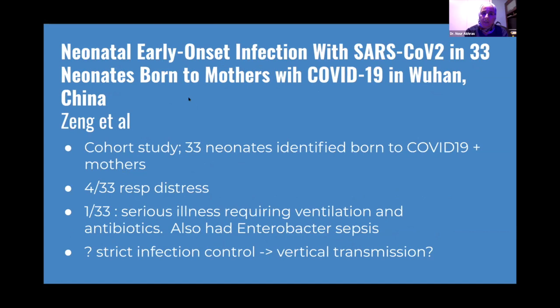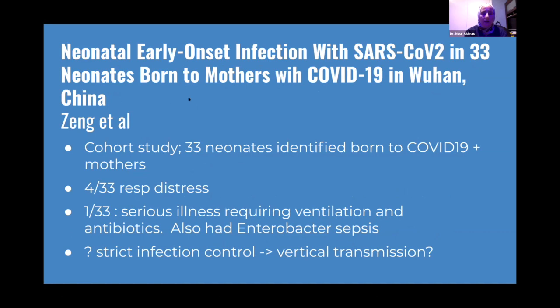And this is another study, again from China, looking at 33 neonates born to moms with COVID-19 in Wuhan, China. Again, it's a small study, but the information showed that of the 33 neonates born to COVID-19 moms, four of them had respiratory distress. One had a serious illness requiring ventilation and antibiotics, but that baby also had concomitant Enterobacter sepsis, so it's hard to attribute this baby's illness to COVID-19 only.